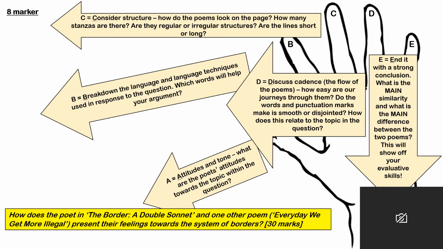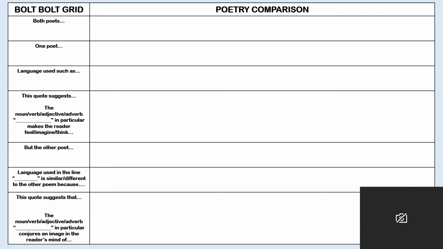D, discuss cadence. If you're looking for a 7+, what's the flow of the poems? Think about rap. Our flow is usually very fast. Are we disrupted by full stops? Are there caesuras there? Is it disjointed? What does that tell us? That's kind of top level stuff, cadences. And then E, end with a strong conclusion. What's the main similarity and what's the main difference between the 2 poems? To show evaluative skills there.